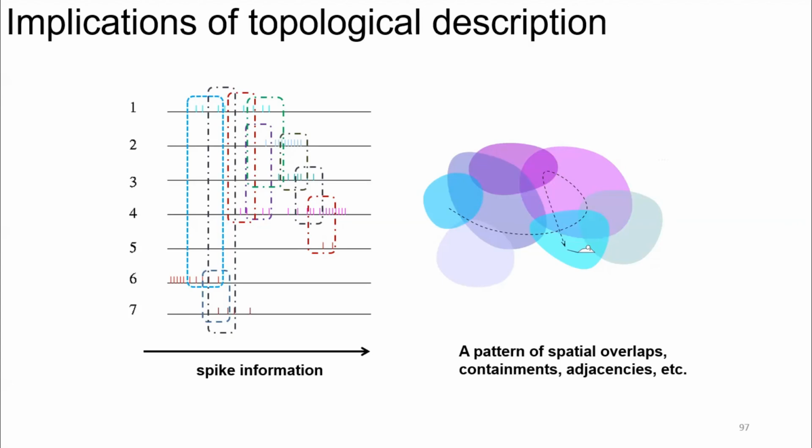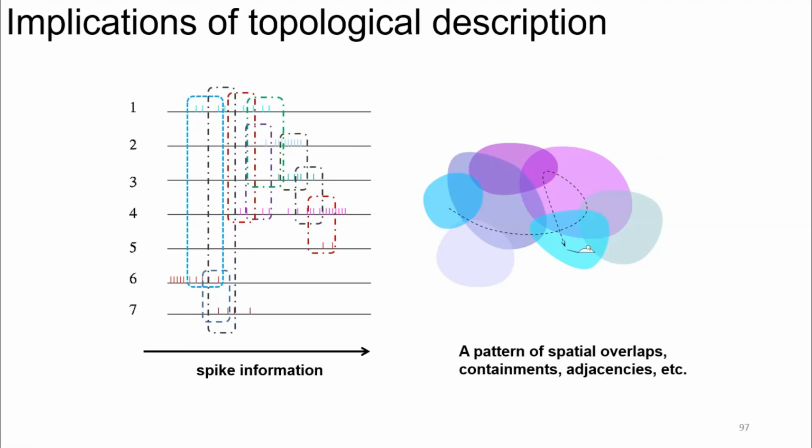If you think about that, basically what we were saying all this time is that spiking information, coactivity between neurons, represents a pattern of spatial overlaps. And we're basically interpreting these patterns of spatial overlap. We can formalize it in terms of a simplicial complex, for example, but it's just a formalization. Ultimately, spiking coactivity represents a pattern of spatial overlaps, containments, and adjacencies between regions that are represented by place cells.